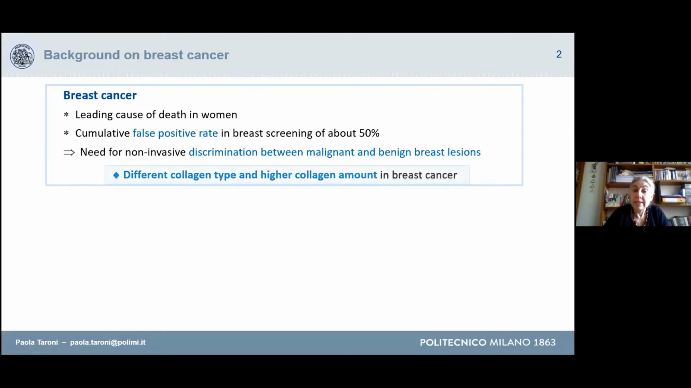Collagen proved to be present in different amount and type in malignant breast tissue as compared to healthy tissue or benign lesions. So sensitivity to collagen in vivo could be really relevant for diagnostic purposes.